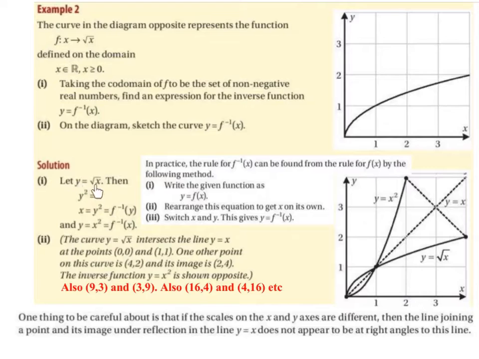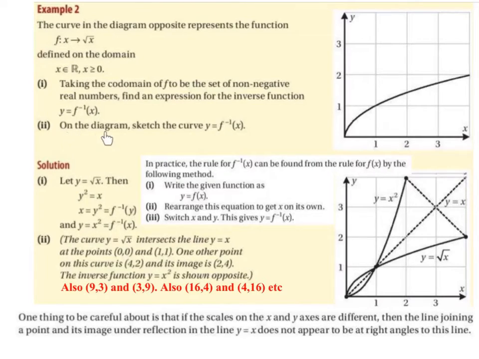So if we have y equals the square root of x, to get the square root of x to just become an x, the square root goes over the equal sign and becomes squared. So we get y squared equals x. So we have x equals y squared, which equals the inverse function of y. And step 3, switch x and y, and this gives y equals the inverse function of x. So this x becomes y, this y becomes x, or x squared. So the inverse of y equals the square root of x is y equals x squared.